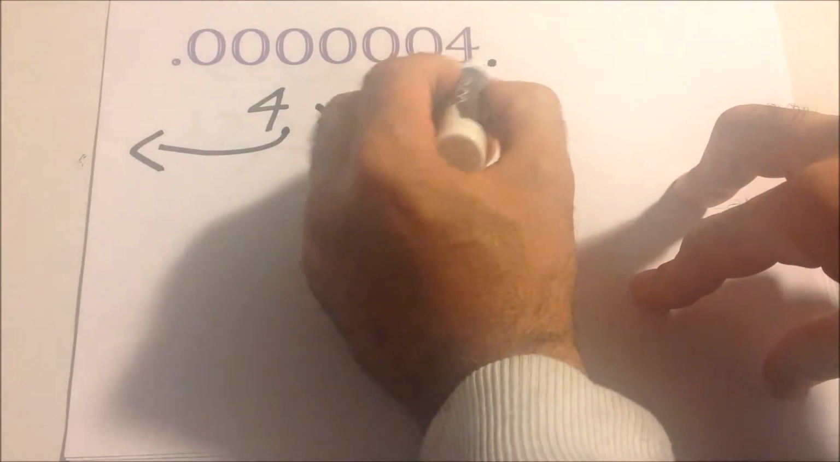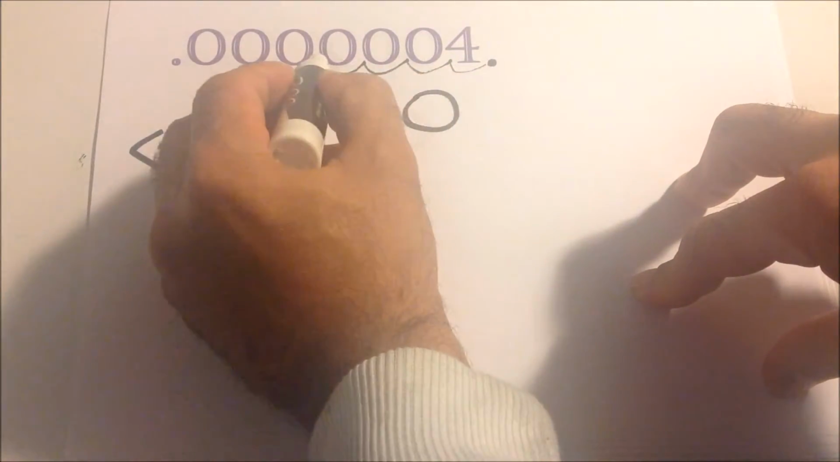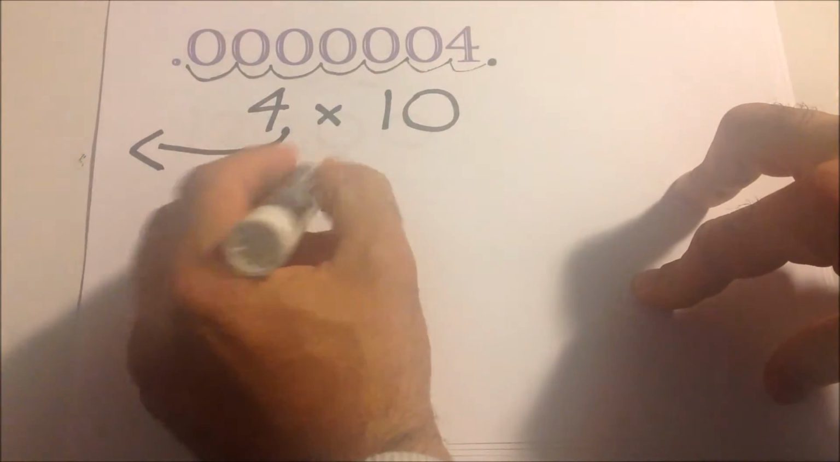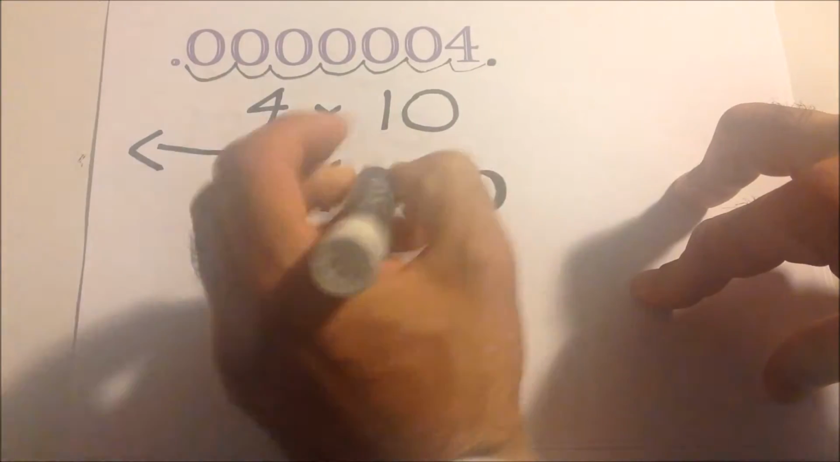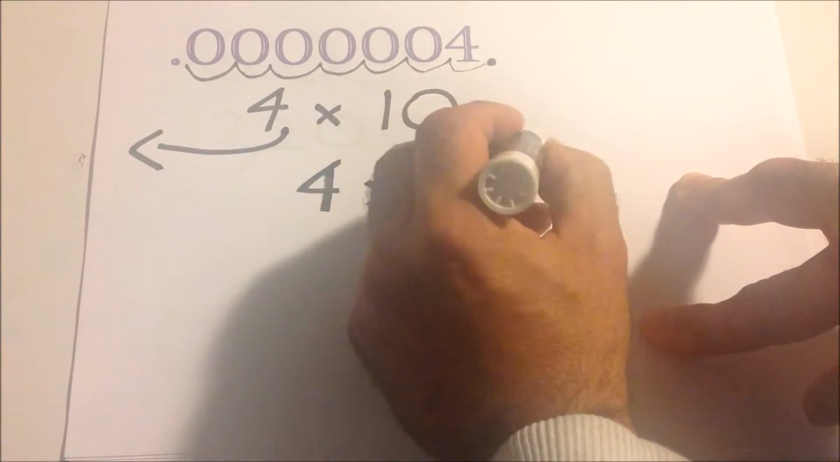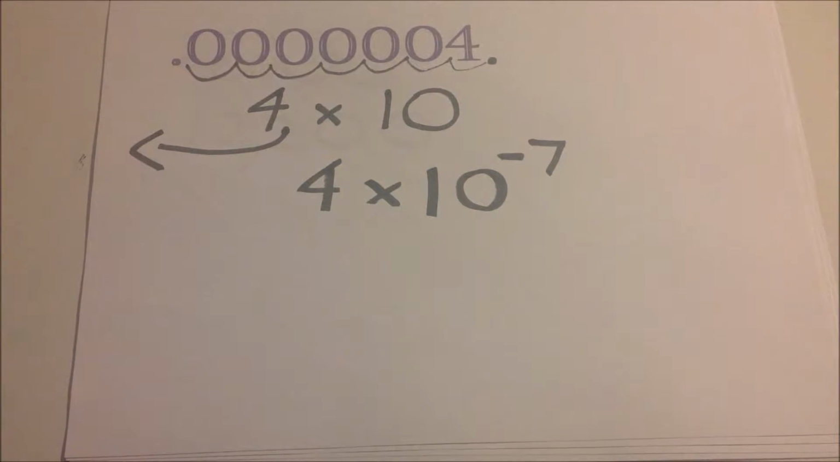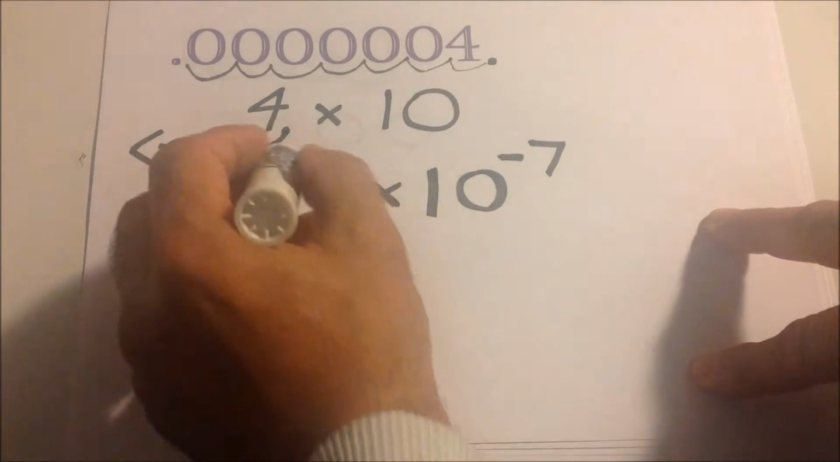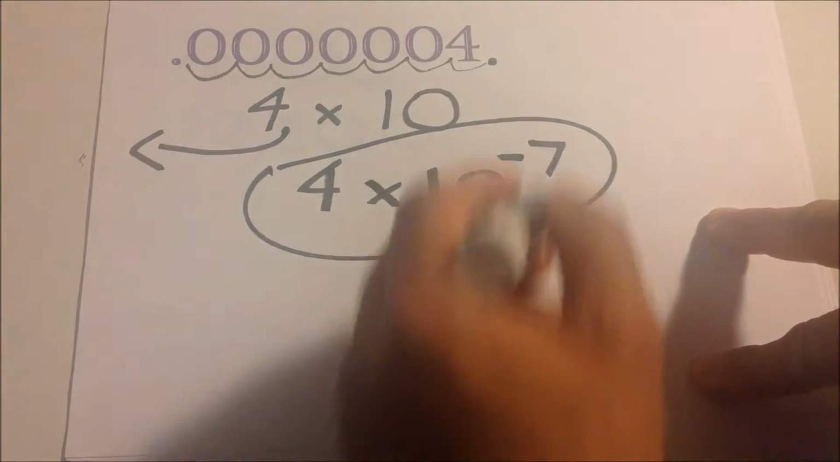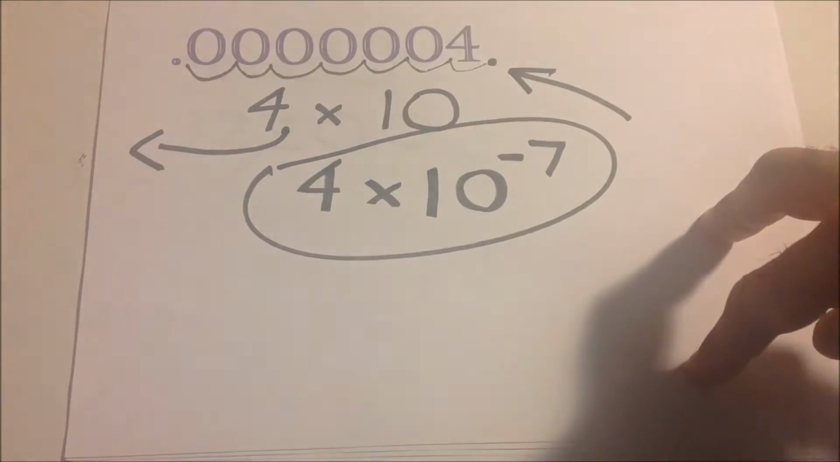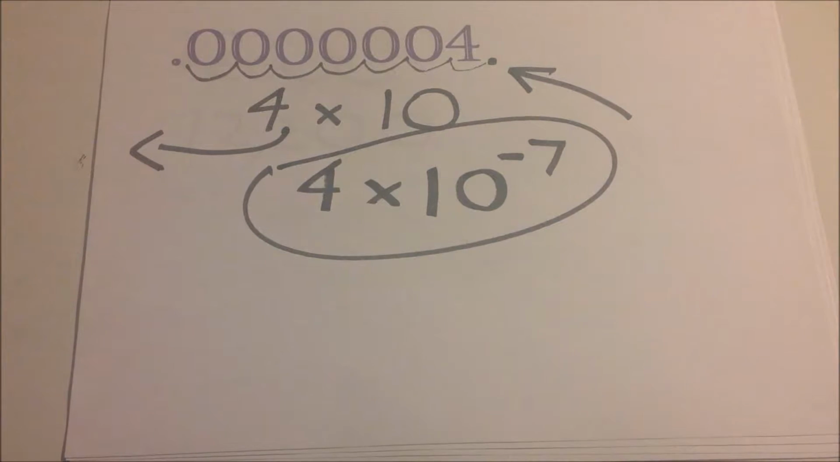So let's count the spaces. 1, 2, 3, 4, 5, 6, 7. 7 spaces. So this will be 4 times 10, not to the 7th power, but to the negative 7th power. So when you see a negative 7 exponent, you go to the left. If it was positive, you go to the right. So this is in scientific notation, and this would be in standard form as a decimal.